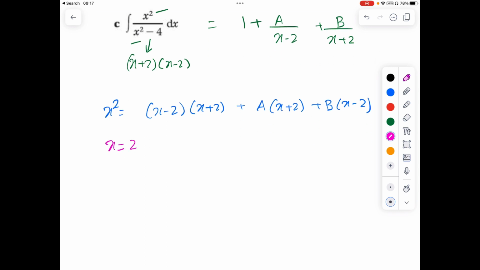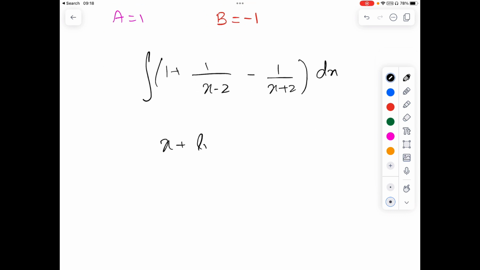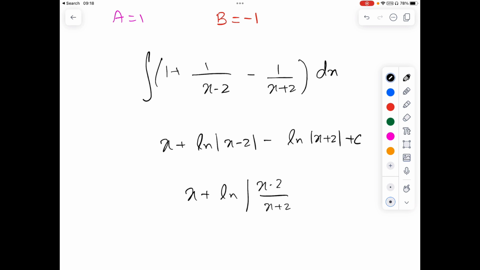Plug in x equals 2, so that this and this become 0. 4 equals 4a, so a equals 1. Then x equals negative 2, this and this become 0. So 4 equals negative 4b, b equals negative 1. So the integral looks like 1 plus 1 upon (x minus 2) minus 1 upon (x plus 2) dx. The integral is x plus ln of (x minus 2) minus ln of (x plus 2) plus c. So it becomes x plus ln of (x minus 2) upon (x plus 2) plus c.